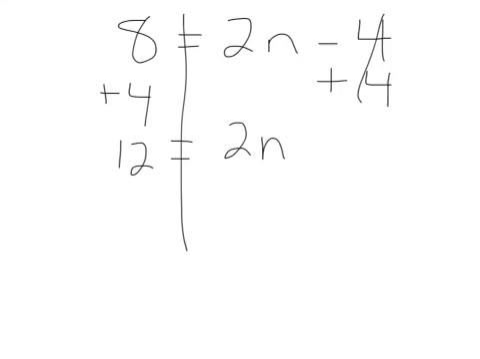So now I know what 2n is worth. 2n is equal to 12, but I still want to know what 1n is equal to. So we said that this was multiplication here. So we do the inverse operation, or the opposite of multiplication. So we would divide by 2. 2 divided by 2 is 1. So we have 1n equals, and we divide this side by 2. 12 divided by 2 is 6.